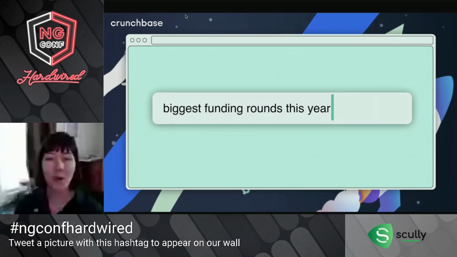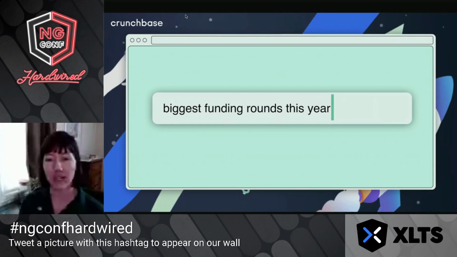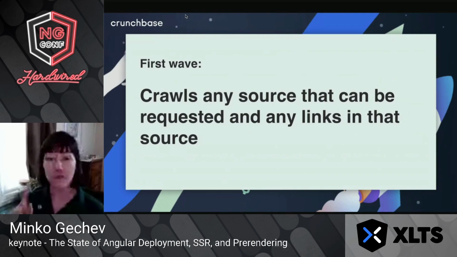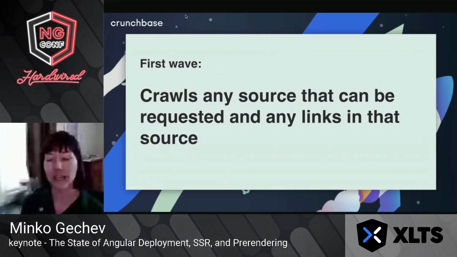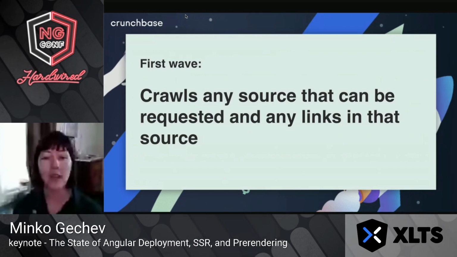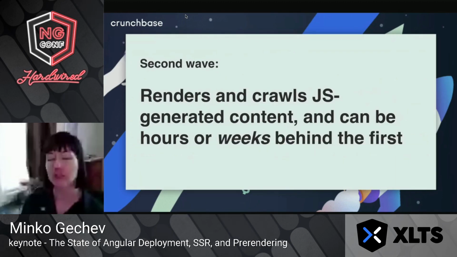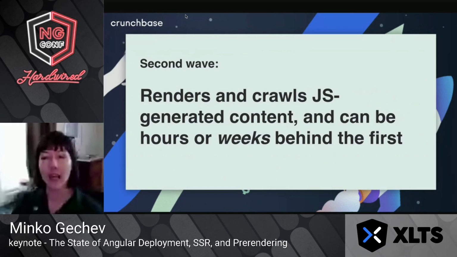When we think about how we make our data discoverable and accessible on the web, we're talking about web crawlers. The Google crawler has a two-wave approach to indexing sites. The first wave of indexing takes into account any HTML that it can access by requesting the source code, as well as adding any links that are in the source to the crawl queue. The second wave of indexing renders and indexes JavaScript-generated content. And this can be hours or weeks behind that initial wave of indexing.